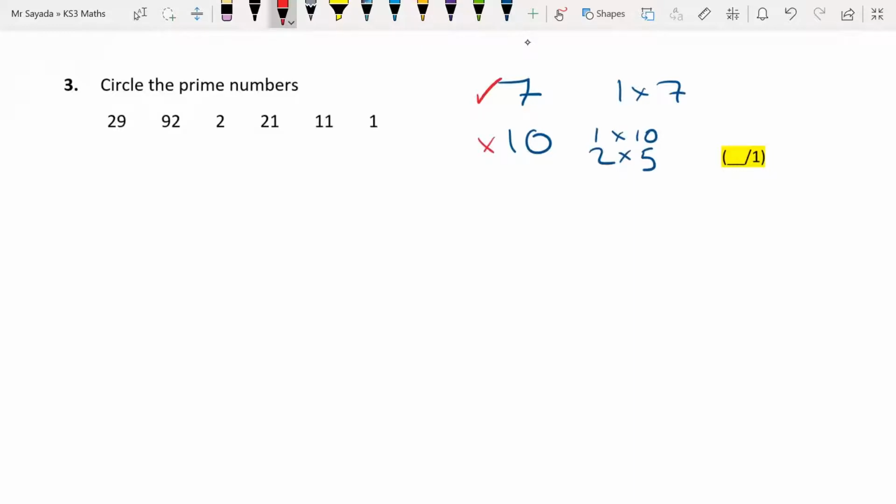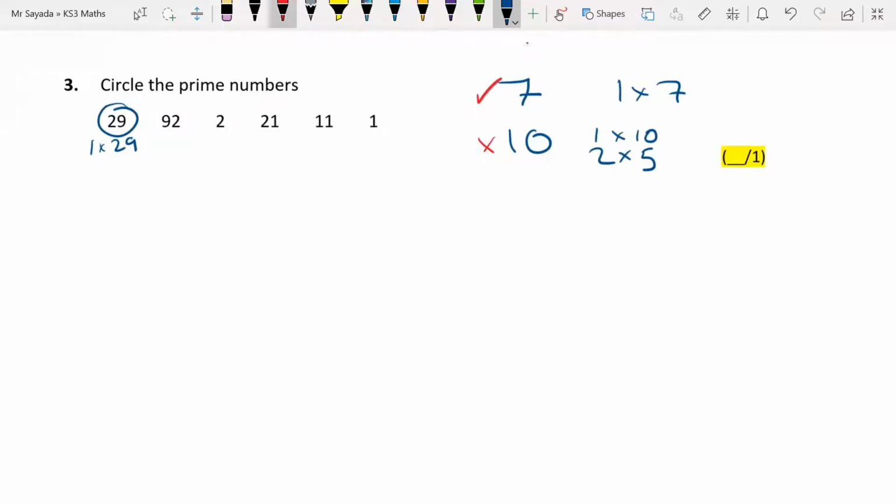So prime numbers are numbers which only divide by 1 and themselves. Their only factors are 1 and themselves. So they have 2 factors always, 1 and themselves. So let's go through each one. 29. Well, the only factors of 29 are 1 and 29. There are no other factors of 29, so 29 is a prime number.